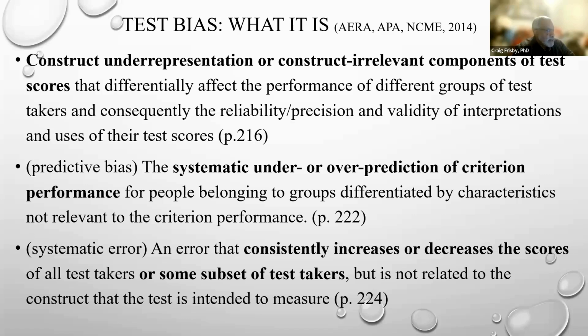And then the third point on that slide is saying that whenever we are accusing tests of bias, we're saying that there is systematic error in the scores that we're getting from that test. And by systematic error, we're simply saying that the test is consistently underestimating or overestimating the score for any test taker that belongs to a particular group. But it doesn't do that when examinees from a different group take the test.